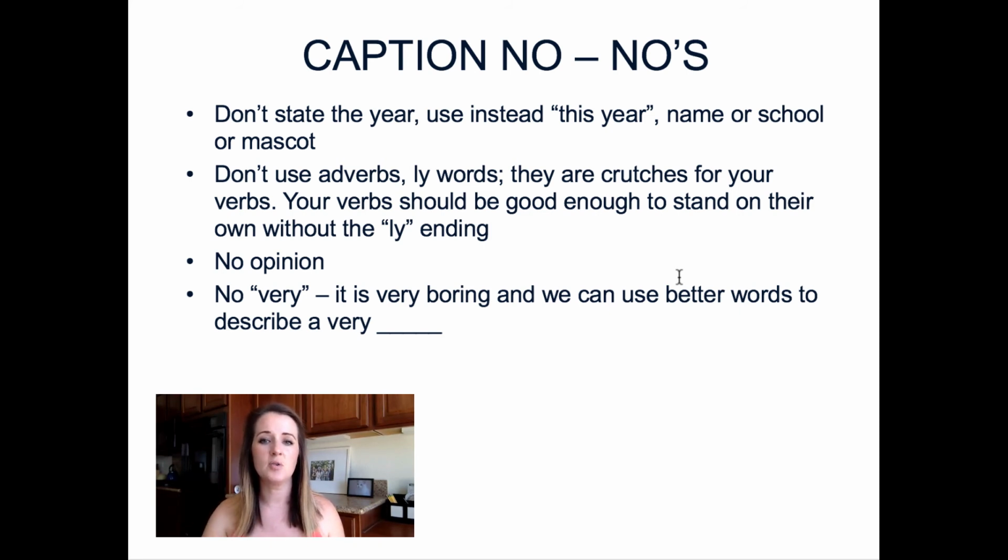We don't want to use adverbs or "ly" words because they're weak words, like crutches for your verbs. If it's not good enough to stand on its own without "ly," then you need to find a different word. We don't ever state our opinions. We're reporting. We are not giving our opinions on pieces. It's stating facts and what actually happened, not our own thoughts about the matter. And we don't ever want to use "very." It's very boring, and you can use better words to describe it: very cold, frigid; very hot, scalding. So we want to find different words to use, like instead of very fast, speedy, things like that.